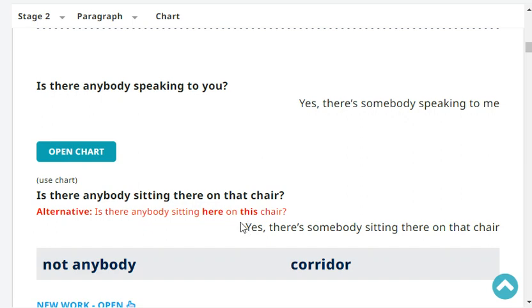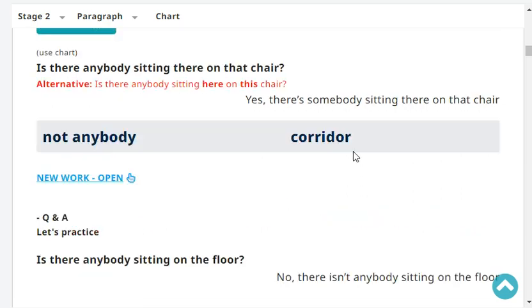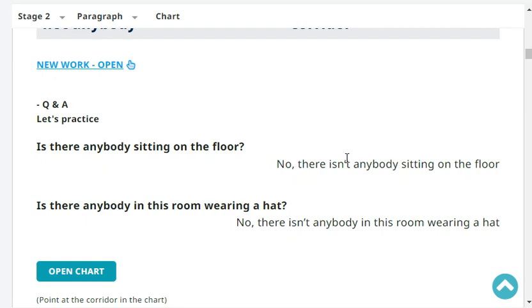Is there anybody sitting there on that chair? Yes, there's somebody sitting there on that chair. Very good.